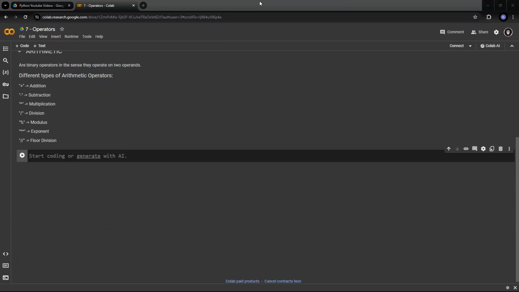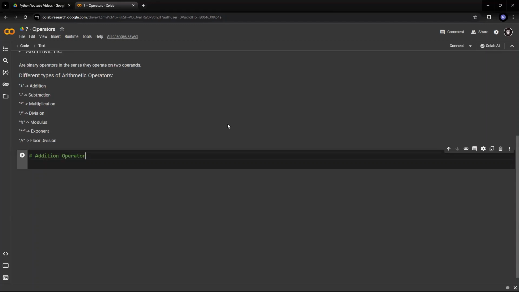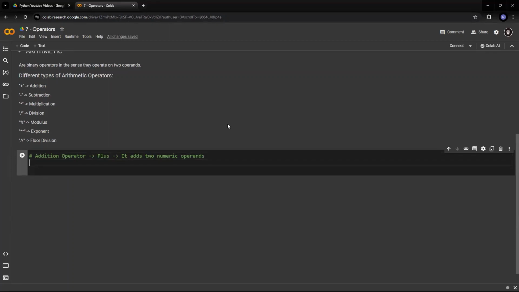So first we'll study the addition operator. This operator is pronounced as plus. It is a basic arithmetic operator. It adds two numbers, that's it. What it does is it adds two numeric operands on either side of the symbol. So let's do some coding.